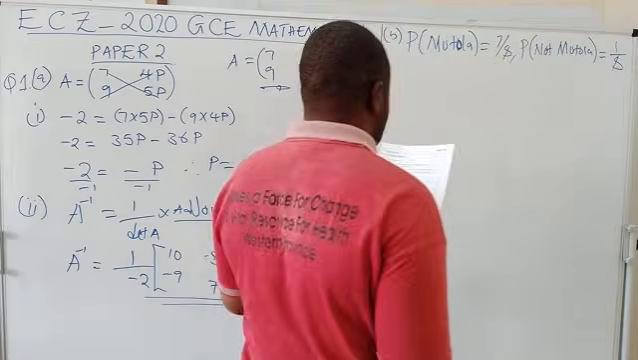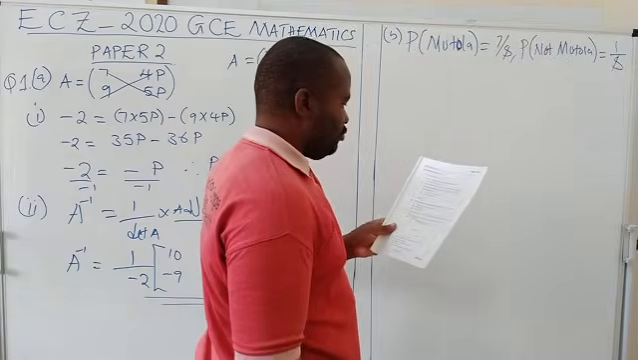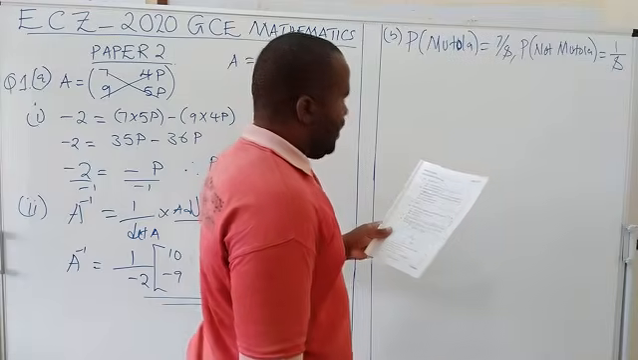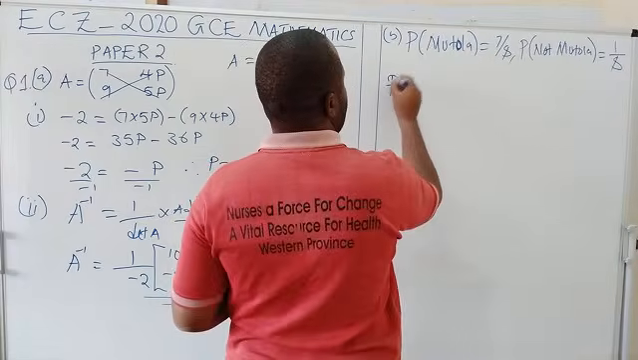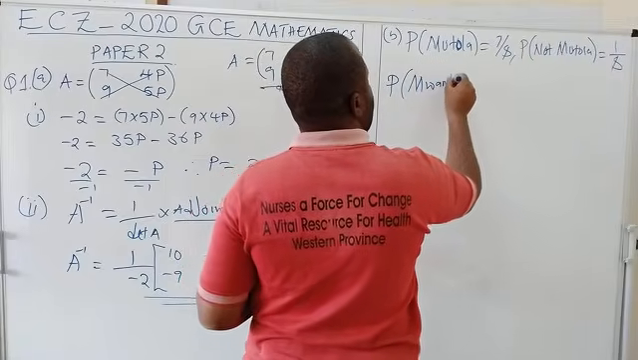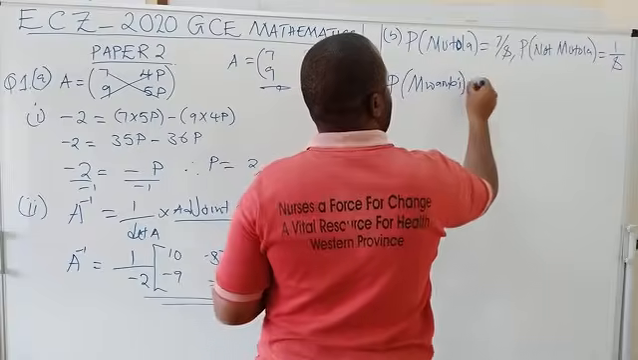Then we are also told that and that of selecting Mwambi, so the probability of selecting Mwambi is equal to what?